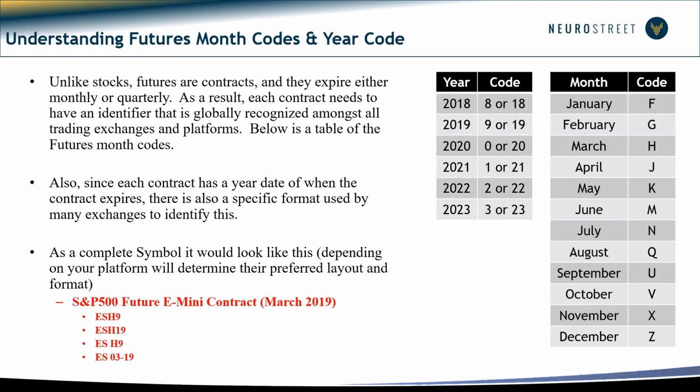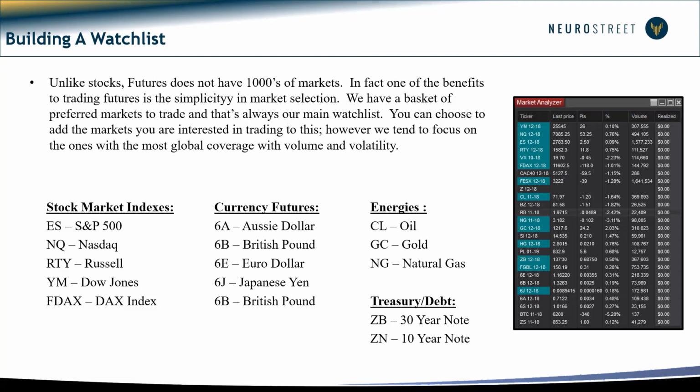So here's an example of a master watch list. Unlike stocks and other markets, futures don't have thousands of markets. In fact, that's one of the benefits and simplicities of trading futures, that there's a basket of preferred markets. That'll be your main watch list. You can choose to add any of the markets that you're interested in trading. However, keep in mind the futures market is different than stocks. Different markets require different data providers, and that can be quite costly. So this is the main list that you'll normally see us as a school trading.